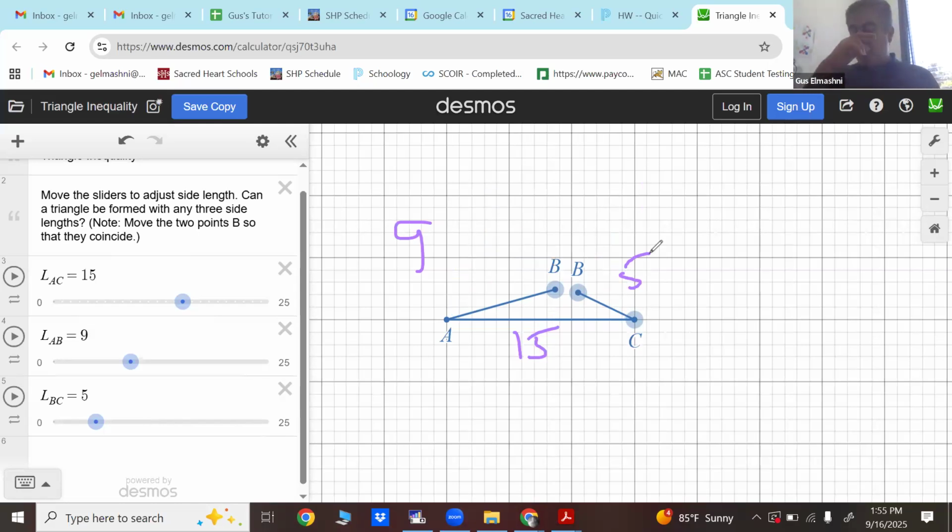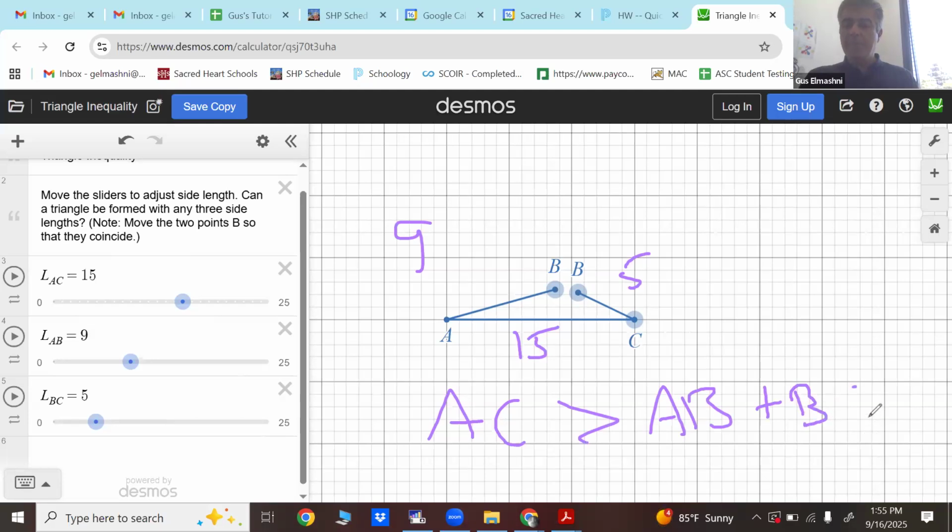So you can notice that the side AC is too long, because AC is greater than AB and BC. That's a problem. They'll not connect. So in order for them to connect, what could I do? I could shorten AC. Oh, now they touch. See how AC dropped to 13? Now it's less than the sum of the two sides. That has to happen. That's why it's called the triangle inequality theorem.